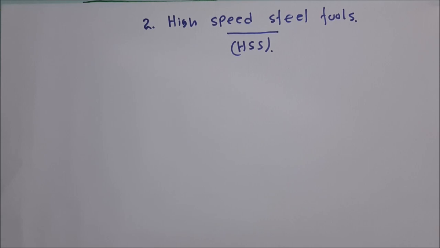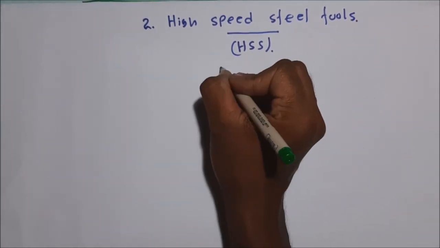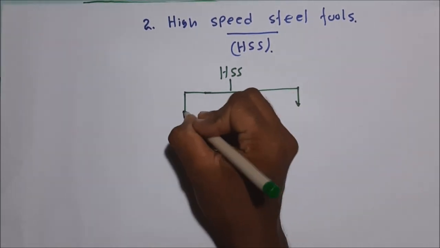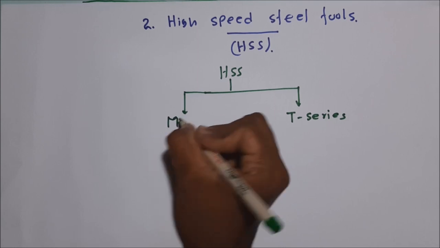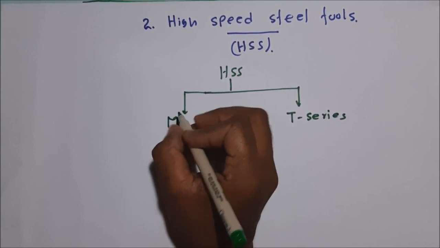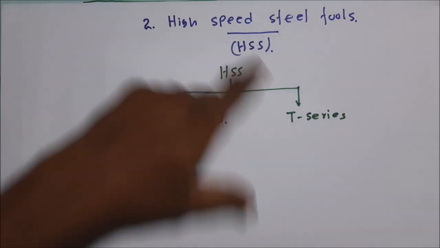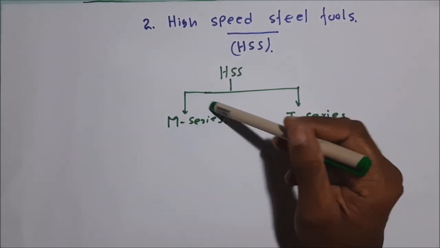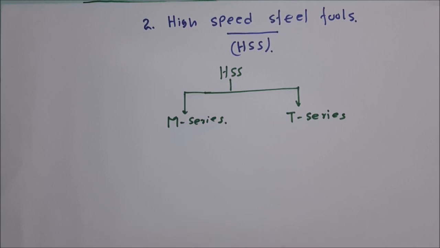This HSS tool is manufactured in two series, called the M series and the T series. There are two different series in high speed steel tools, M series and T series. So what is the difference between these two? Nowadays the M series is extremely popular in industry. Over 95% of HSS tools are M series tools because of its cheapness and its hardness.